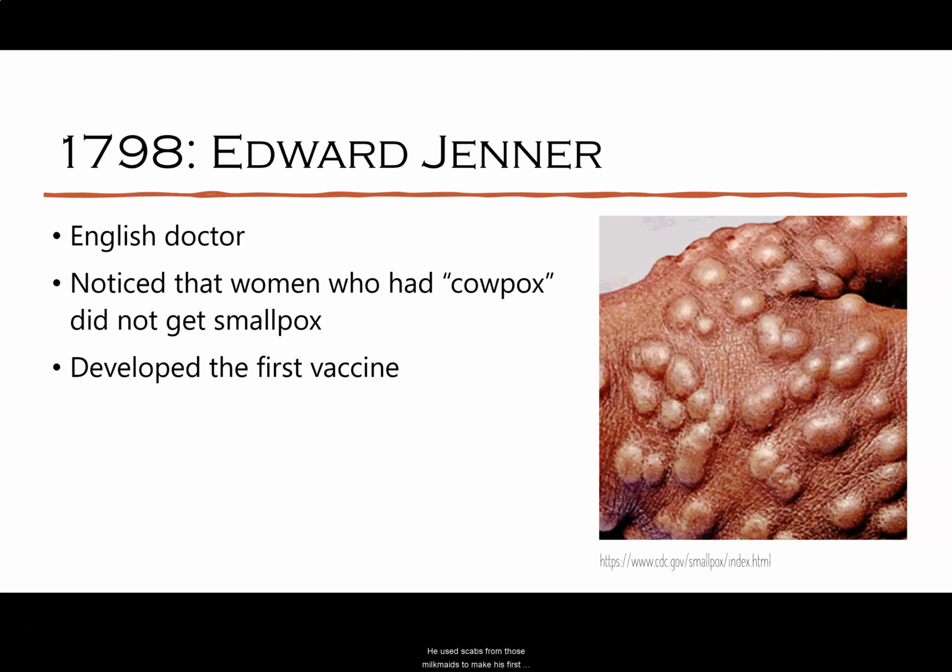that he called cowpox. He used scabs from those milkmaids to make his first vaccine, and it turned out that if patients were inoculated or injected with the cowpox scabs, they wouldn't get smallpox. So that's really the first origins of our vaccines. So that's Edward Jenner. He's the father of vaccines.